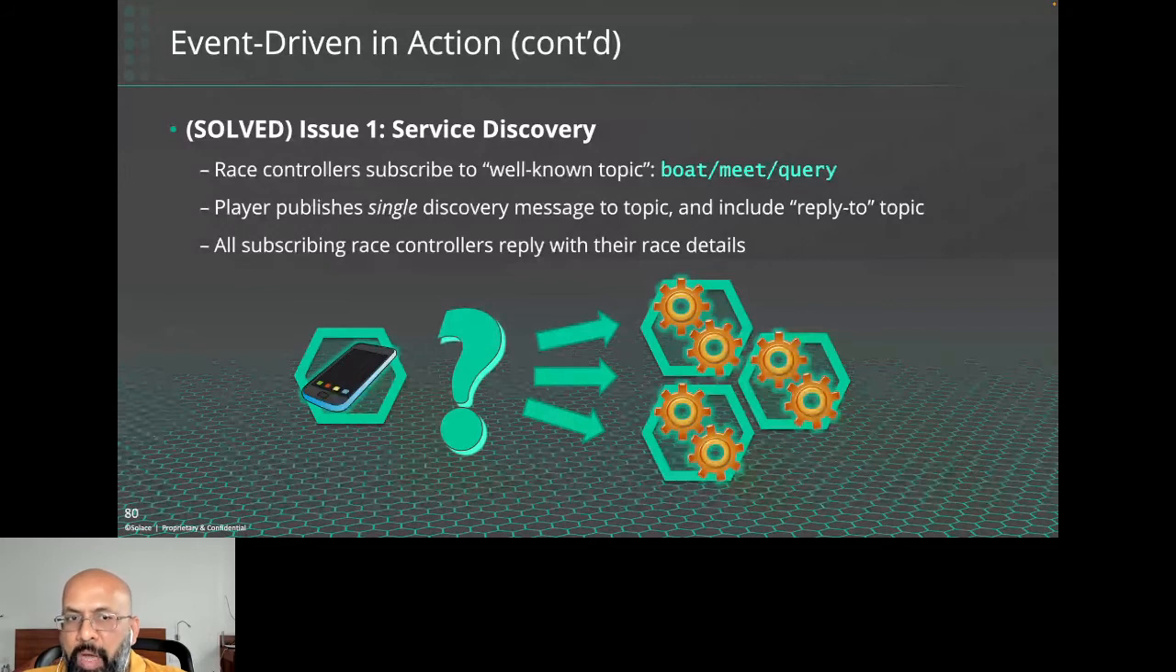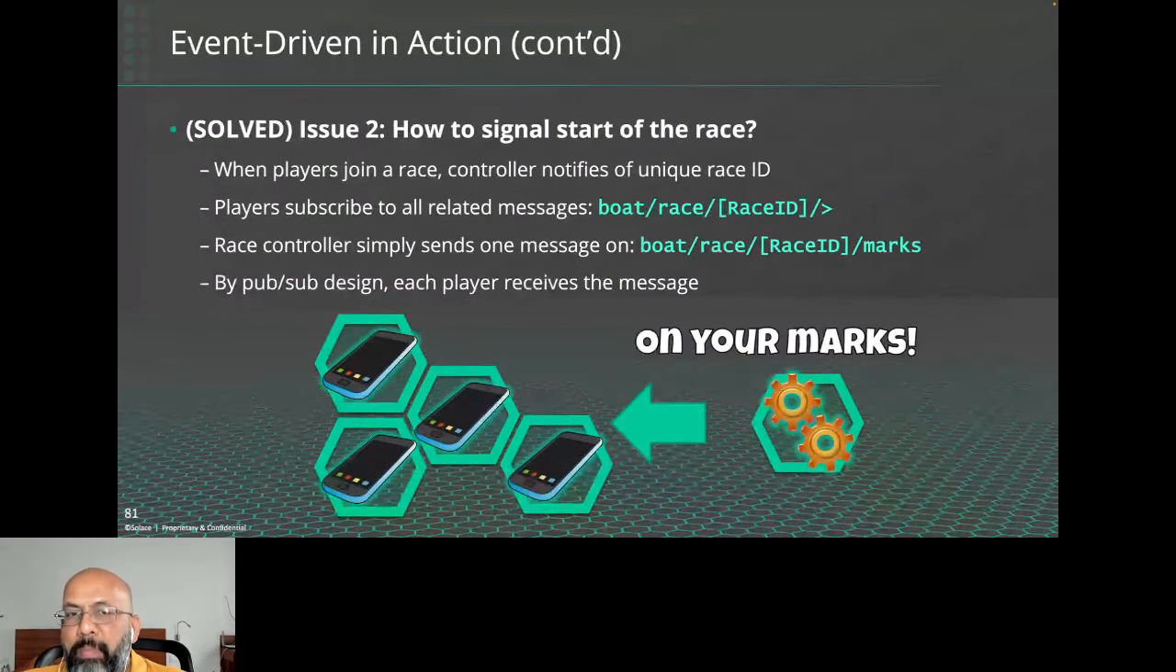The second question that we posed is how to signal the start of the race. Unlike REST, we are doing a publish on a particular race ID, saying that the race is about to start: boat, race ID, marks, on your marks. This is published to the broker. If you have 100 users, in our case we had about 30 members, all the 30 members have subscribed to this topic when they launch their client application. All of them will get notified simultaneously, instantaneously, with the lowest latency that you can imagine. So for everybody, the race starts at the same time. So how to signal the start of the race? It's through topic publish and subscribe.